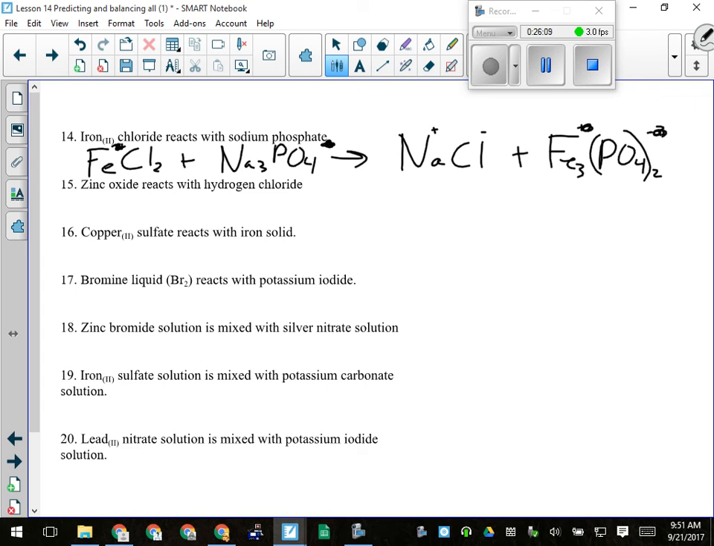There's 3 over here, so I'm going to put a 3 over here. That's going to give me 6 chlorines, so I'm going to go back over here and make 6 chlorines. Now, when I put a 2 here to give myself 6 sodiums, that's going to make my phosphates work out. Had I just put a 3 here, I would have been erasing it and starting over again.